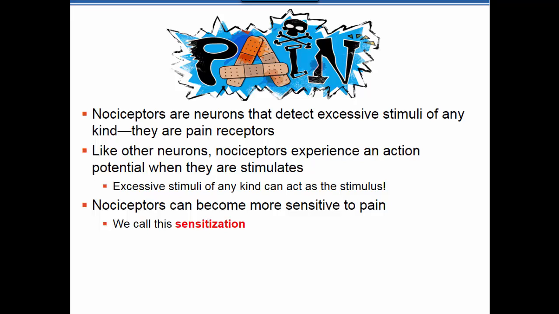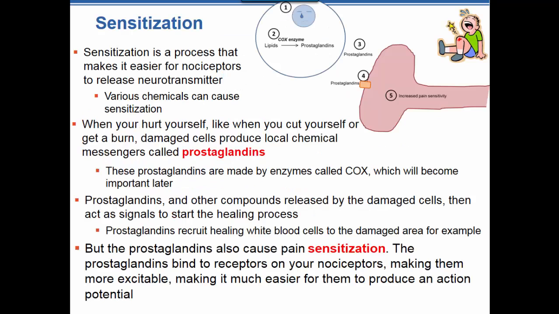The type of cell that can detect pain is called a nociceptor. Noci means pain in Latin. So these are neurons that detect excessive stimuli of any kind. So they can detect excessive movement, excessive chemicals, excessive heat, excessive cold, right? They respond to excessive stimuli of any kind. And like other neurons, these nociceptors experience an action potential when they are stimulated. And the nociceptors can also become more sensitive to pain through a process called sensitization.